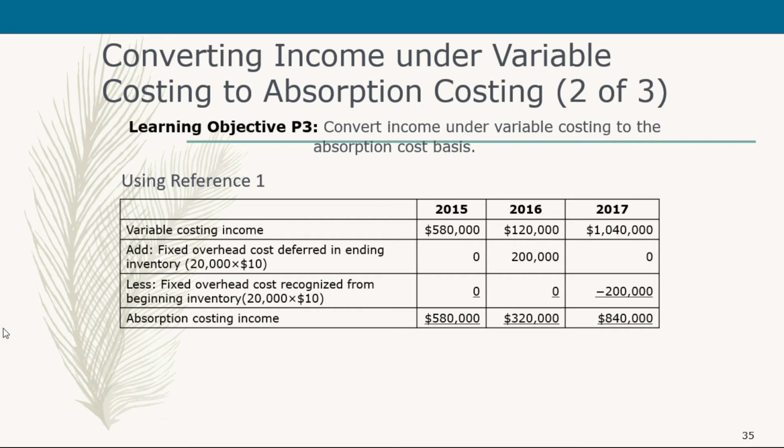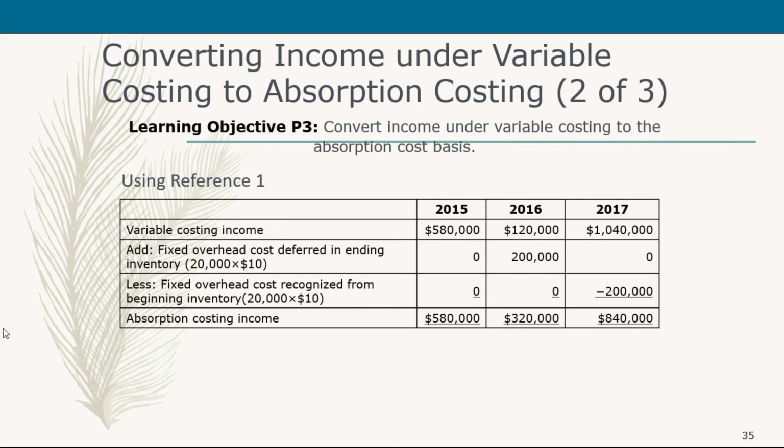For 2016, since we have an excess of units produced over sold, meaning to say, the fixed overhead cost that pertains to your ending inventory should be added to your variable costing income in order to give us the net income under absorption costing.